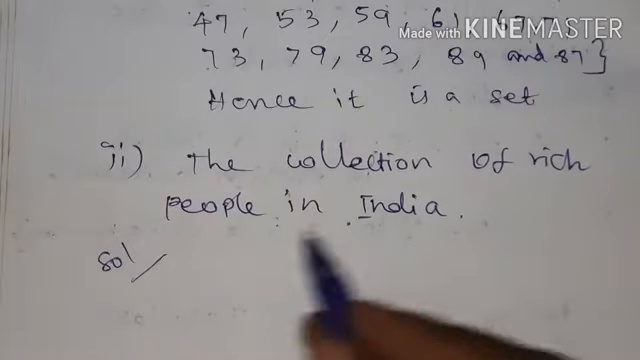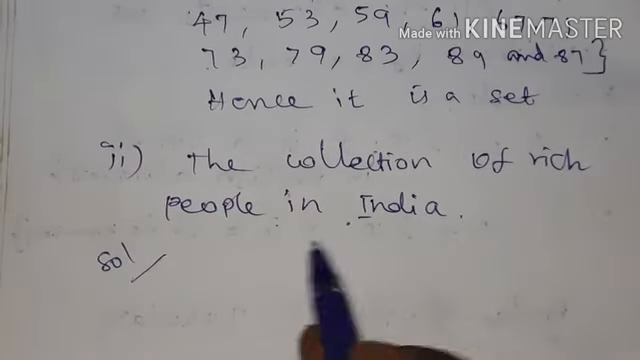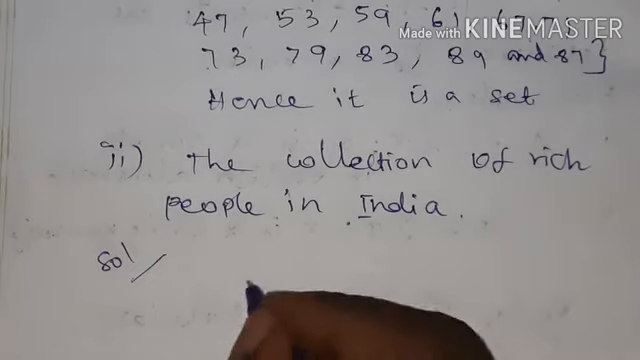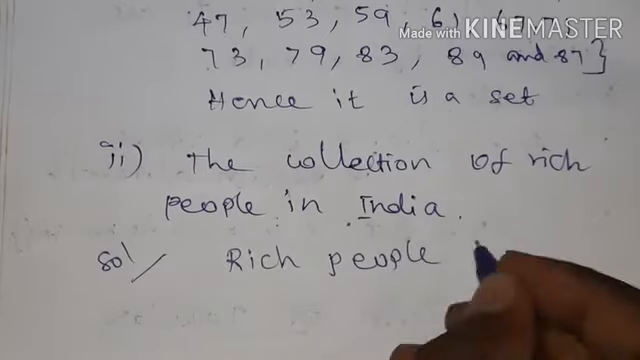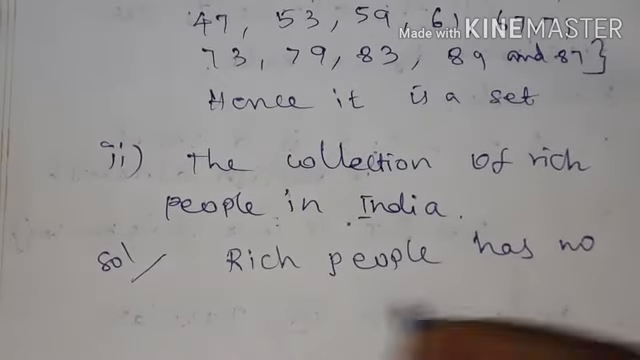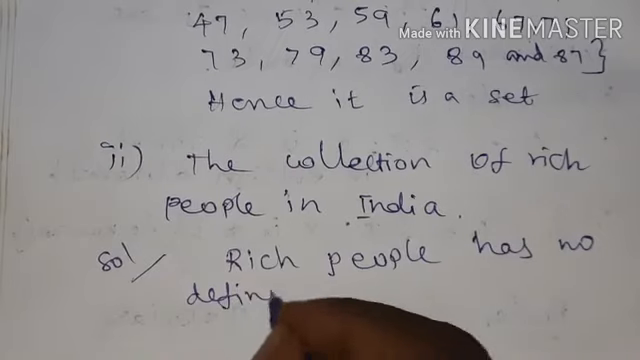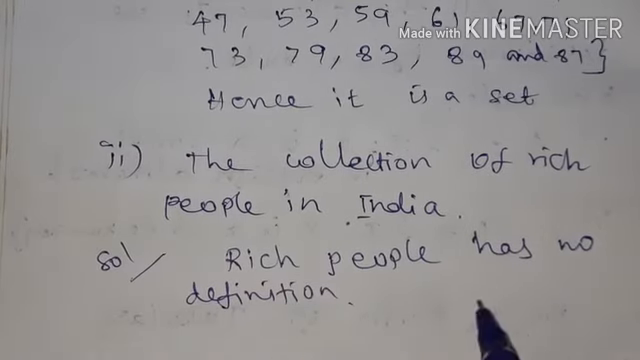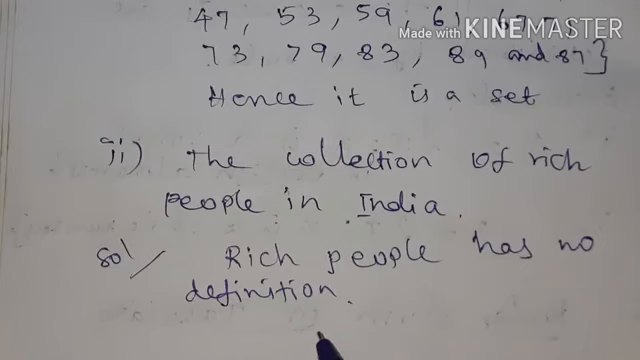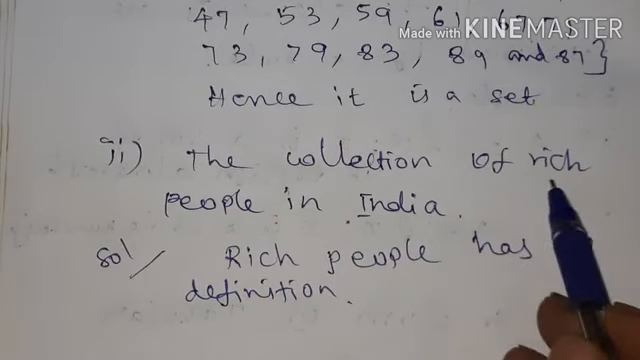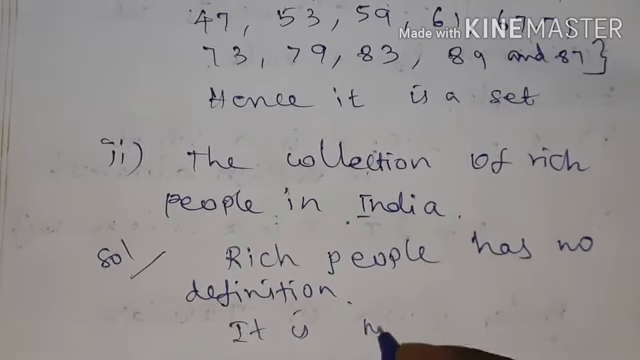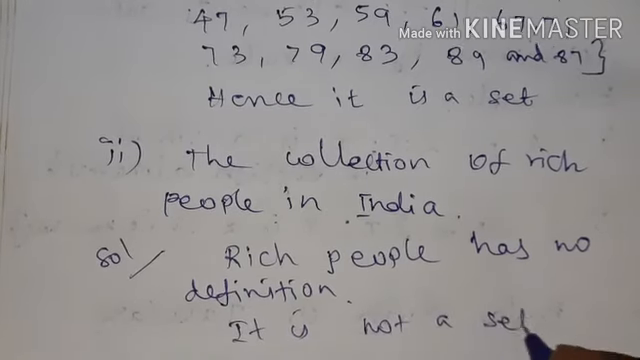Second one, the collection of rich people in India. Rich people has no definition. Rich is not well defined. So it is not a set.